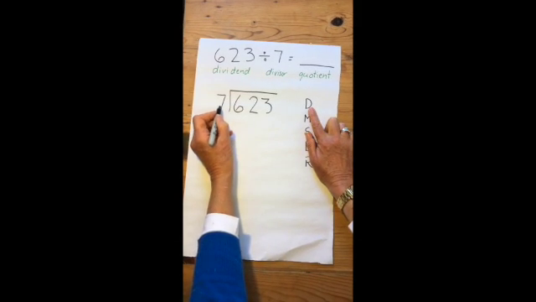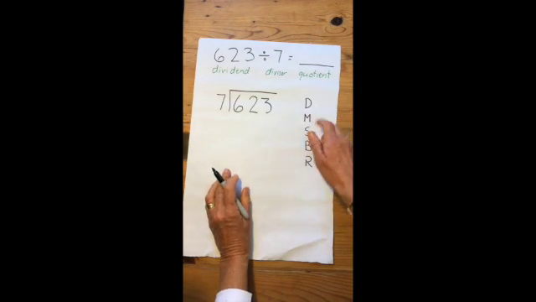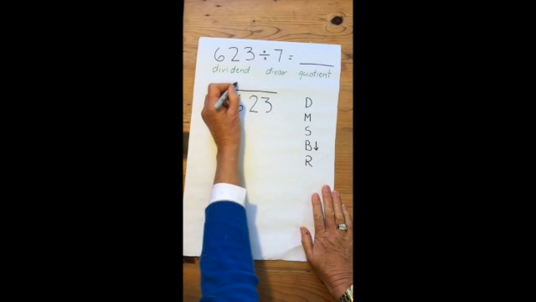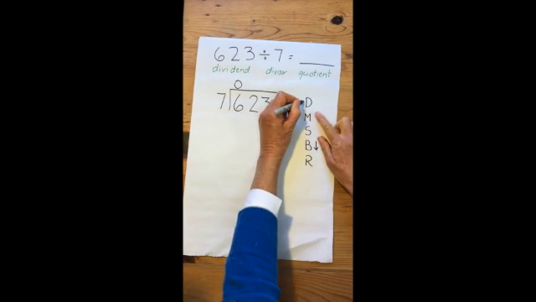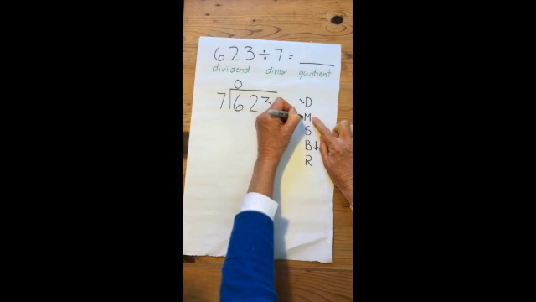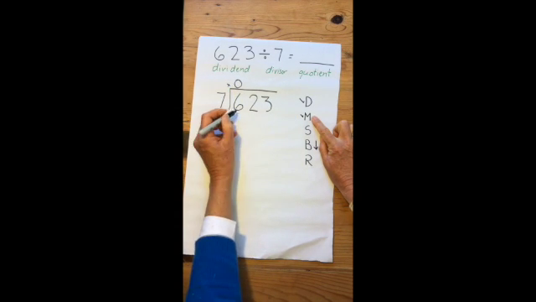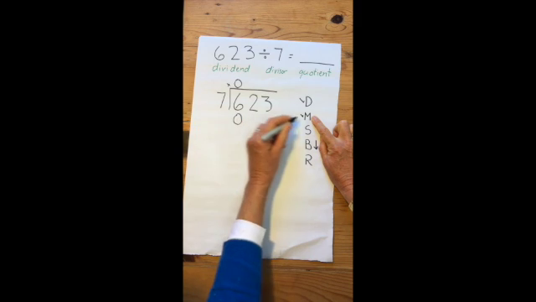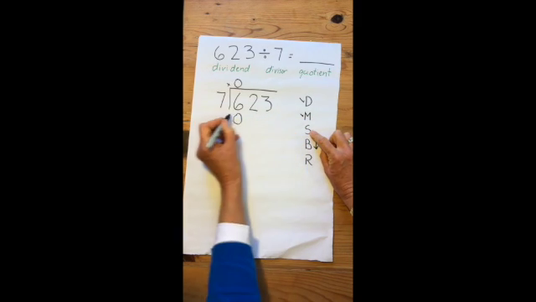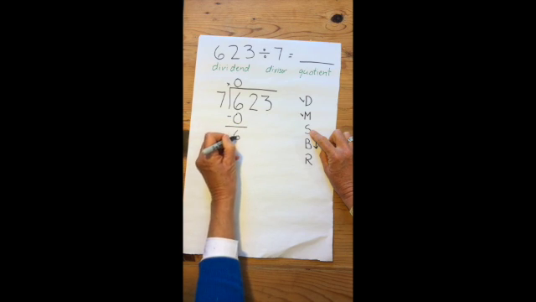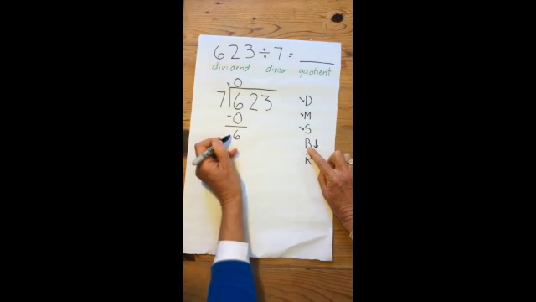So which is divide. How many 7's in 6? 7, too many, that's 0. So I write a 0. Check. Next is to multiply. So I put a little times symbol here. 0 times 7 is 0. Check. Now I'm going to subtract. 6 take away 0 is 6. Check.